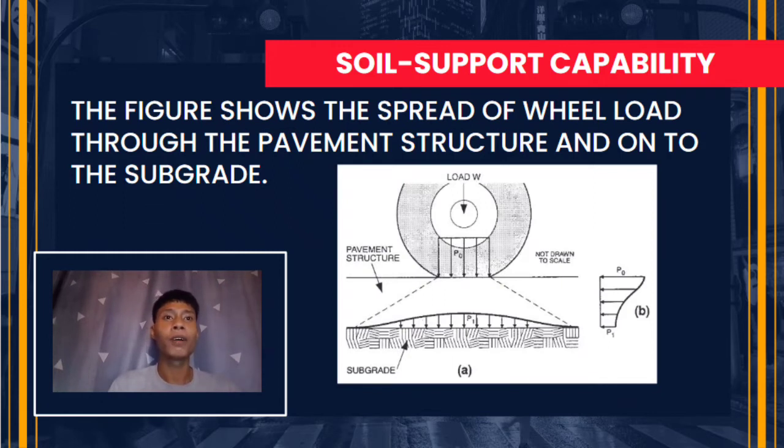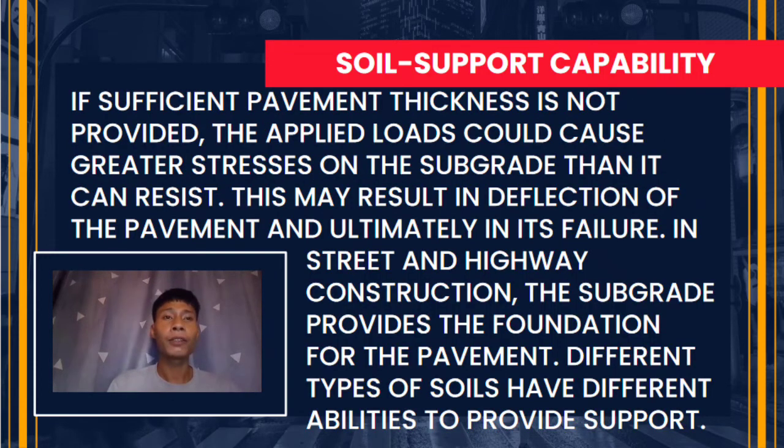Next, we have here the figure that shows the spread of wheel load through the pavement structure and onto the subgrade. In the figure, the subgrade is at the bottom, and on top of it we have the pavement structure and the load. If sufficient pavement thickness is not provided, the applied loads could cause greater stresses on the subgrade than it can resist.